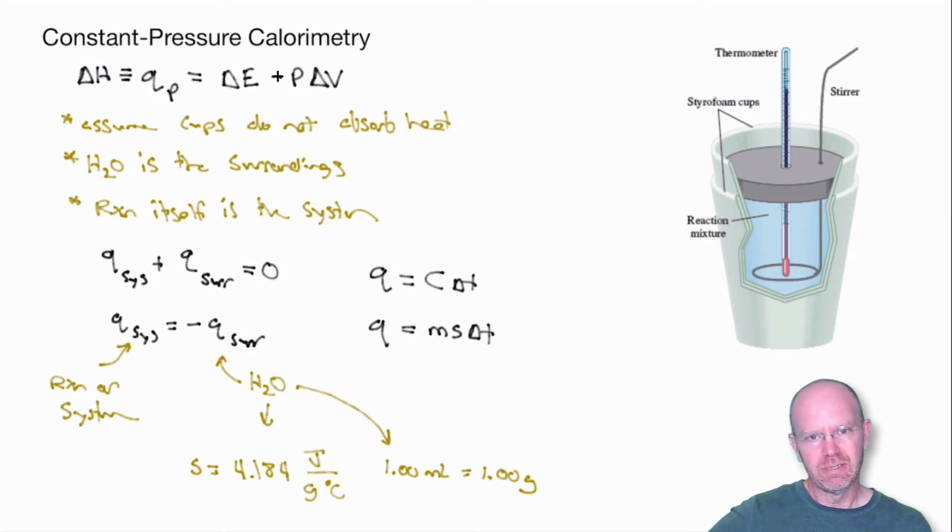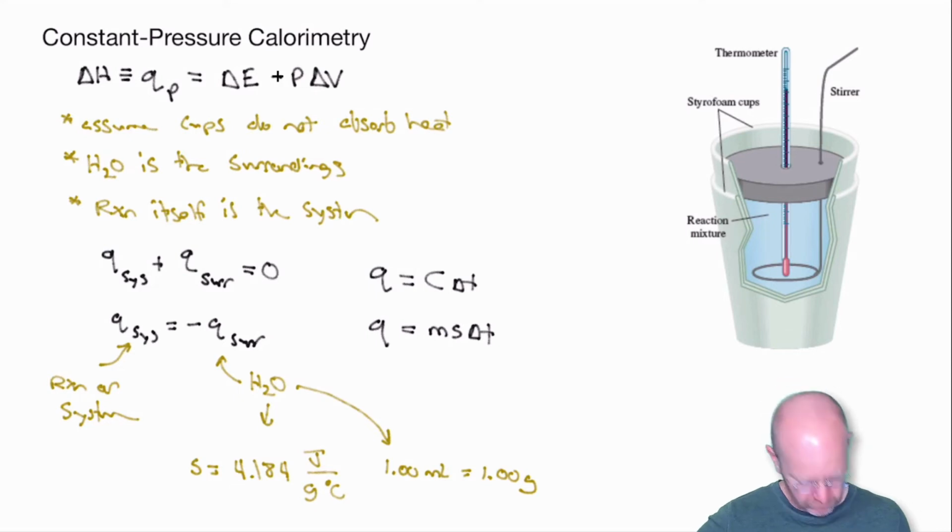And our surroundings are almost always water, and importantly, we know to a high degree of accuracy the specific heat of water, 4.184 joules per gram degree Celsius. That's the amount of energy needed to raise 1 gram of water by a degree Celsius. We also know that we often measure water in volume, but conveniently, 1 milliliter of water is equal to 1 gram of water. So regardless of whether we measure volume or the mass of the water, either way, we can get to the mass of the water.